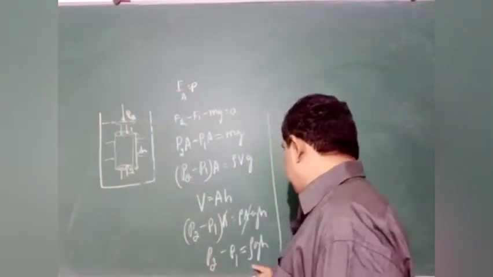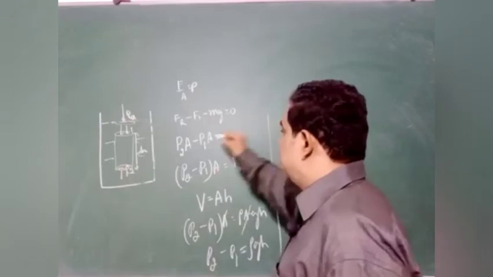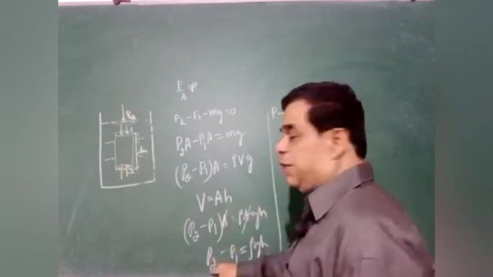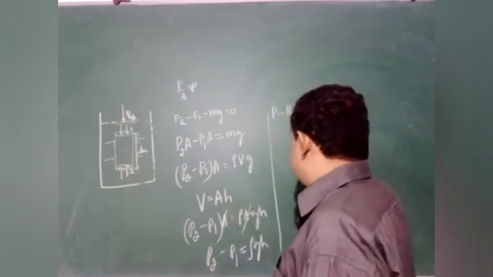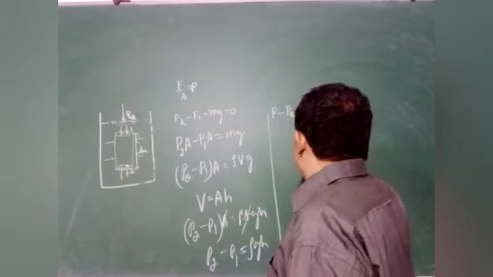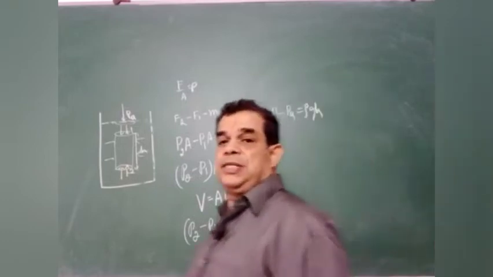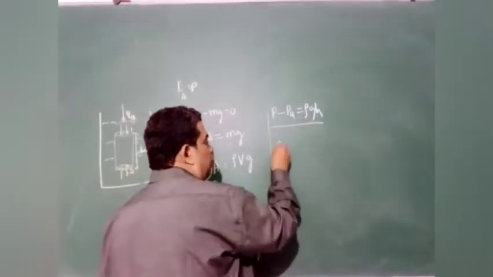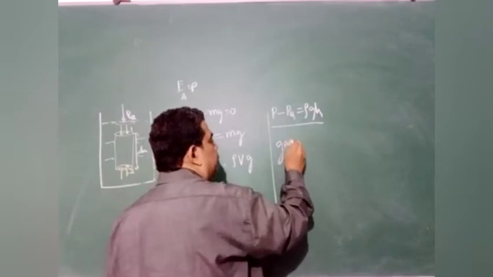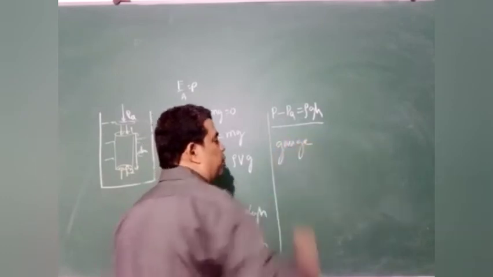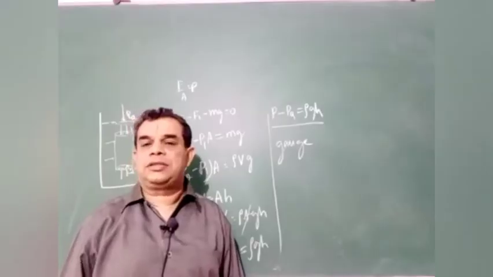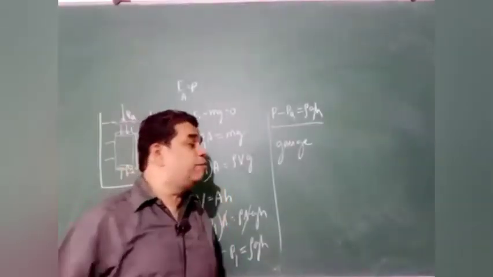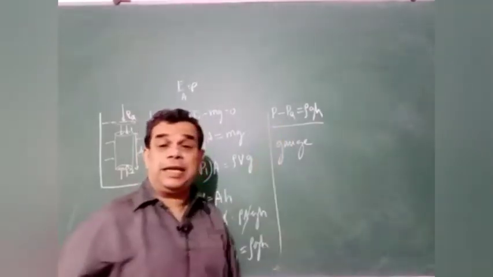In that case, the depth is H. I can write it as P minus PA, where P2 I call as P. P minus PA is rho gH. In fact, this is what we call gauge pressure. That is what you measure. Gauge means to measure, what you can gauge. Gauge pressure is P minus PA.